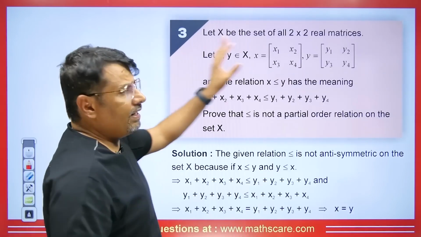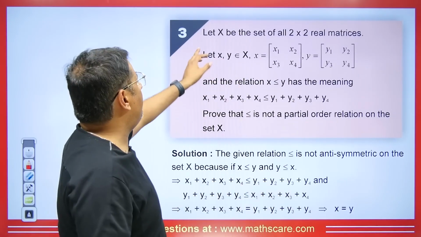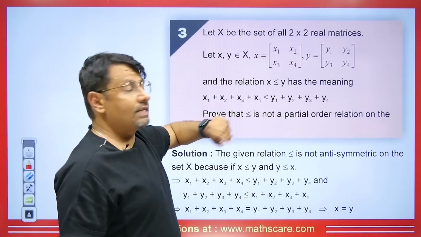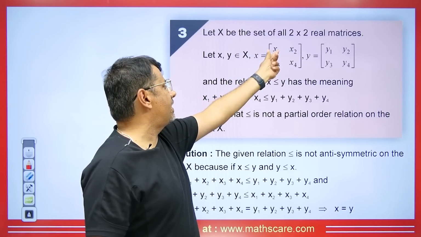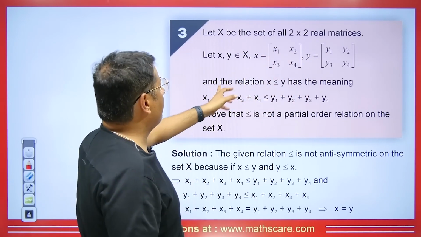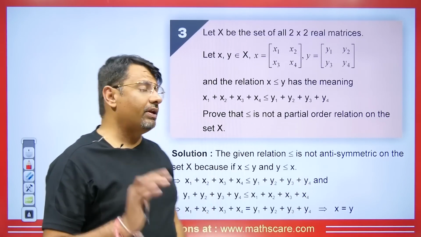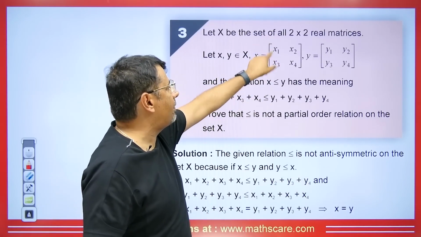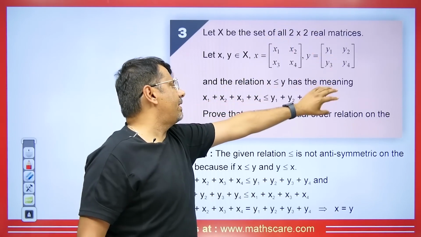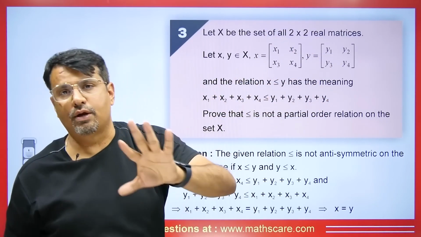Let's talk about the next question. This question is good as well. Let X be the set of all 2 by 2 real matrices. Matrices that are given here, x1, x2, x3, x4. And Y matrices are y1, y2, y3, y4. And the relation is X less than or equal to Y. This implies that the sum of the 4 elements in X must be less than or equal to the sum of the 4 elements in Y.